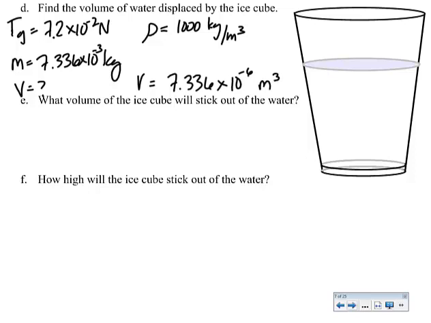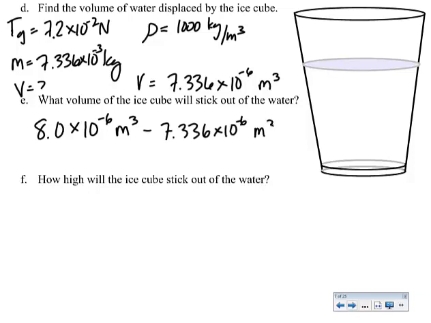E, what volume of the ice cube will stick out of the water? Well, we figured out that the total volume of the ice cube was 8.0 times 10 to the negative 6th cubic meters. That was from part A. And we just figured out that 7.336 times 10 to the negative 6th cubic meters is under the water. So the difference between those is 6.64 times 10 to the negative 7th cubic meters.